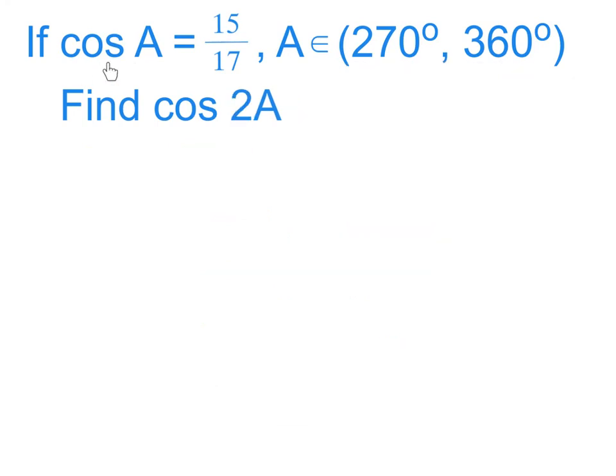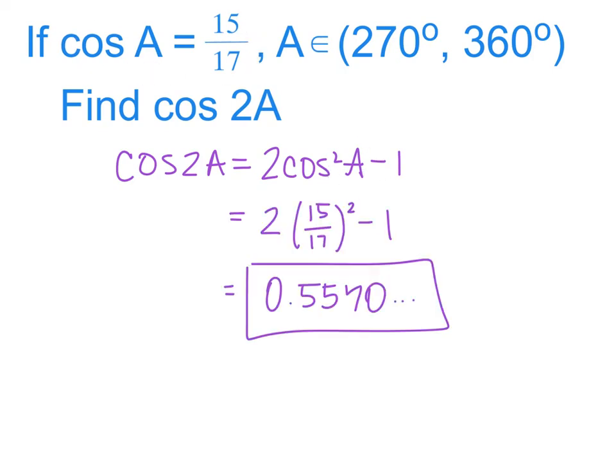So now let's take the same information and find cosine of twice that angle A. This is the equation I'm going to use for this one. I'm going to take my value of A here and plug it in here. And when I work all of this out, I get this decimal here, and I don't even have to worry about the plus minus, which is very nice.